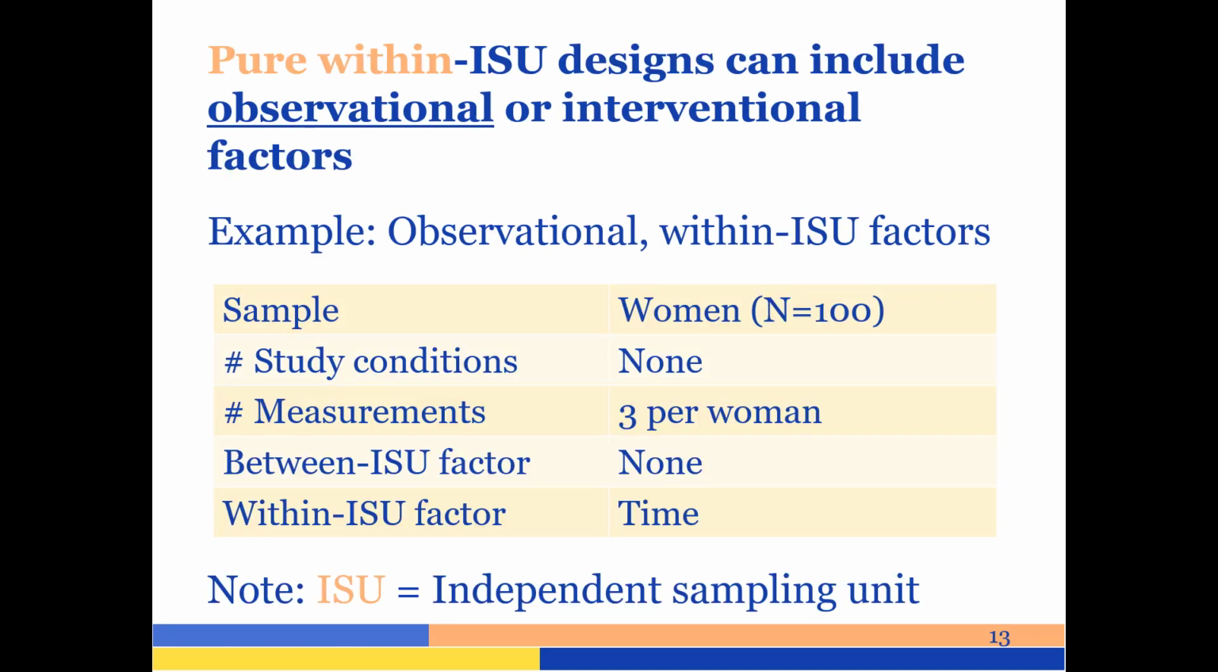Here's an example of a pure within design that includes an observational factor, as gender is an observational factor and not something we assign to certain participants. In this example, 100 women are measured 3 times over the course of the study. This is a within independent sampling unit factor for time, and gender is an observational factor.